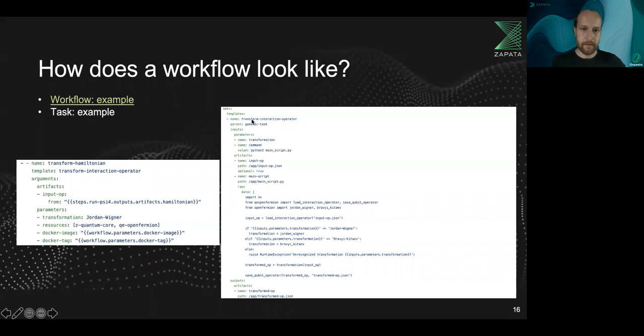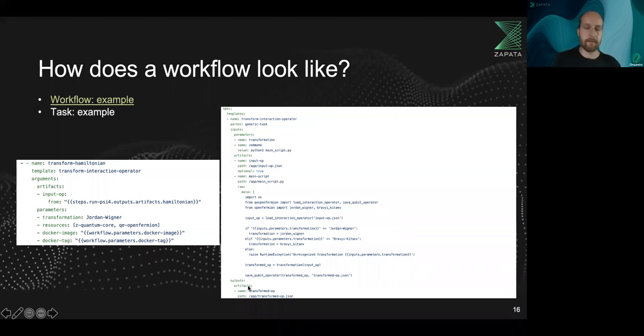So here we define what the inputs and outputs of every task are, and what the task is actually doing. What it is doing is running a Python script, which is here. This is a little snippet of code. And as you can see, we use the OpenFermion package to perform the transformation, either Jordan Wigner or Bravyi-Kitaev, to transform the Hamiltonian, the operator that we got as an input. We also first need to load it and save it.